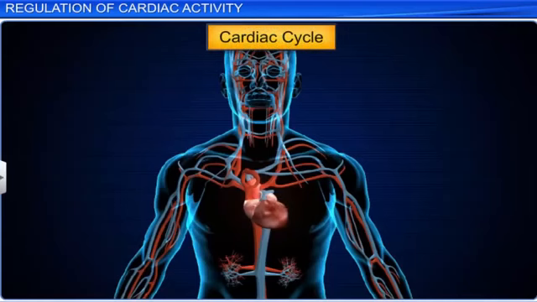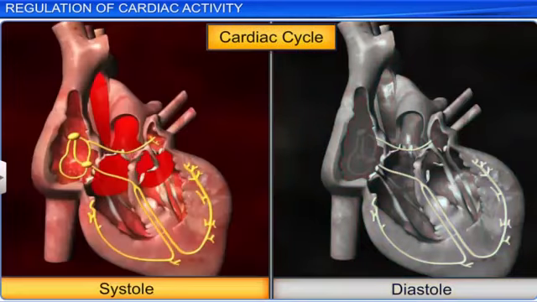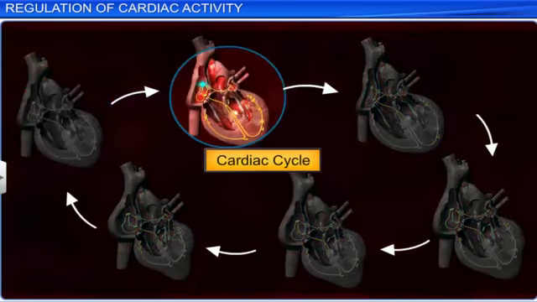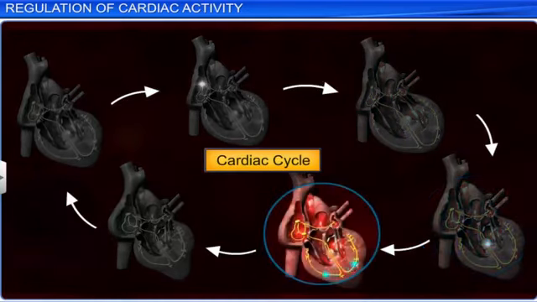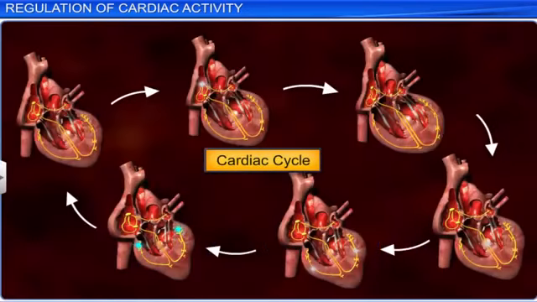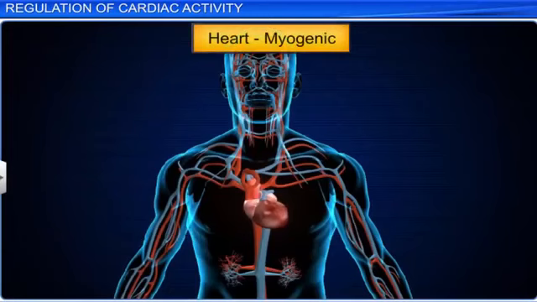The cardiac cycle involves systole and diastole and is carried out automatically through nodal tissues of the heart. Hence, the heart is also termed myogenic, which means originating in the muscles.